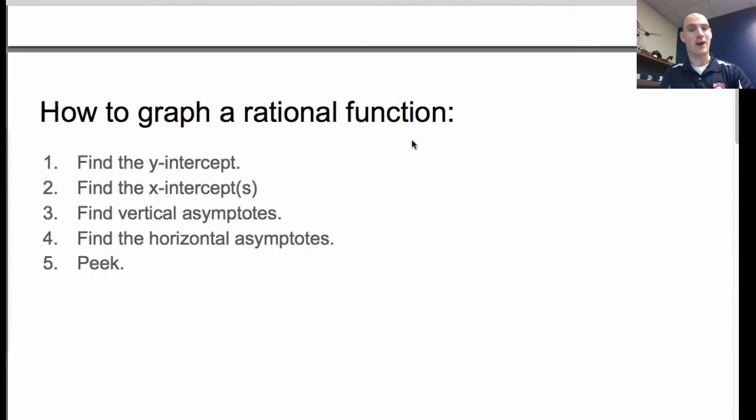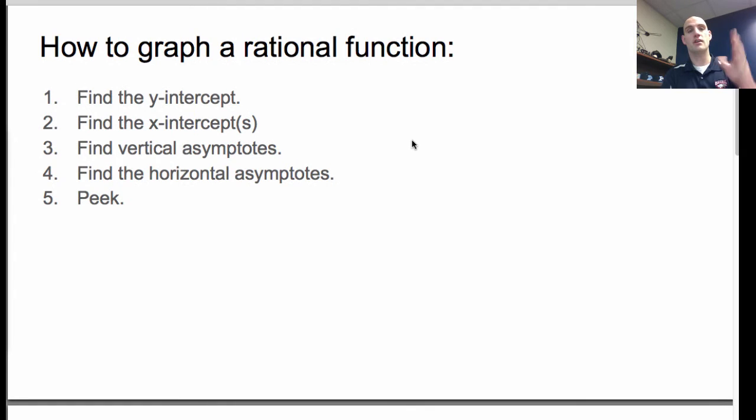Here's the list of how to. If you want to pause here and write this list down, I've got some commentary on each of the points, so you can pause here and write this down, or you can just write and keep up with me. First of all, we're going to find the y-intercept. The y-intercept is where x is equal to 0. So to find this, we're going to evaluate f of 0. Just put 0 into the function and find out what comes out, and that's going to be the y-intercept.